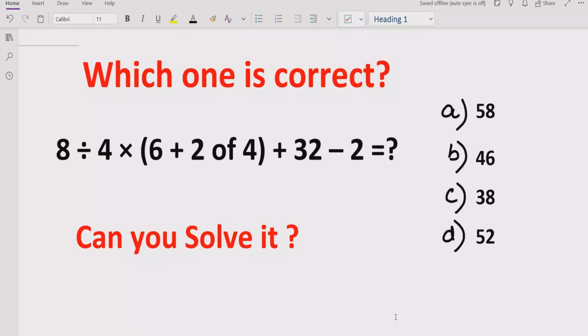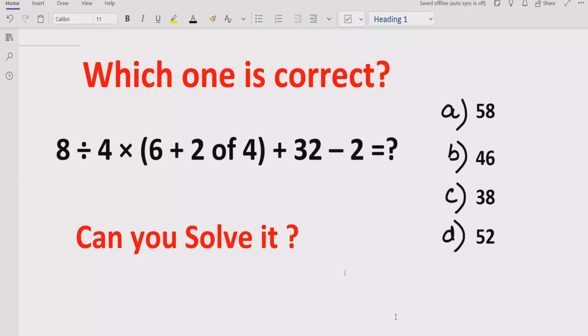Today we will solve another quiz related to BODMAS and PEMDAS method. We have an expression: 8 divided by 4 multiplied by a parenthesis expression, 6 plus 2 of 4, and plus 32 and minus 2. We have four options: 58, 46, 38, 52. We can solve this expression using the PEMDAS and BODMAS method.